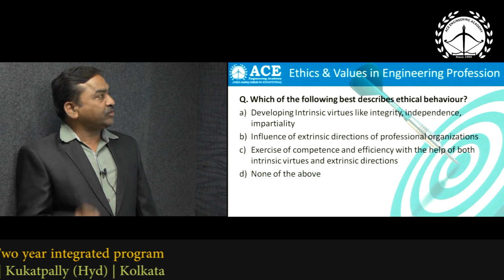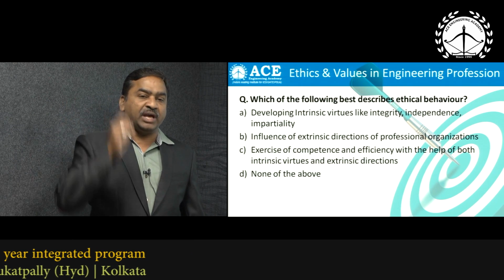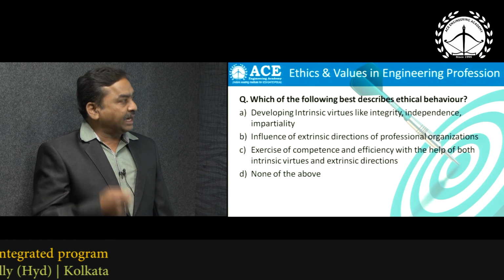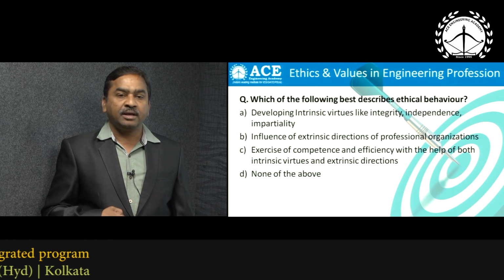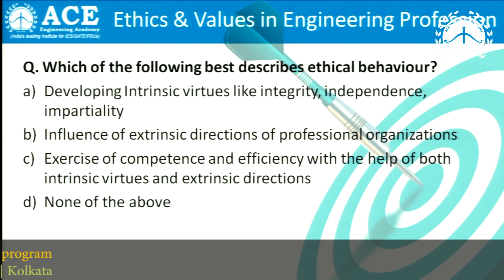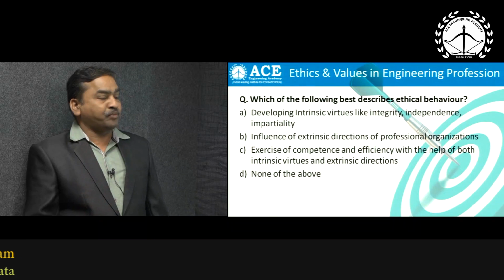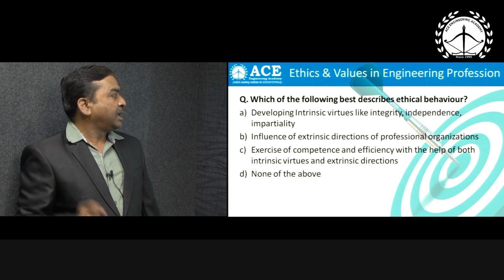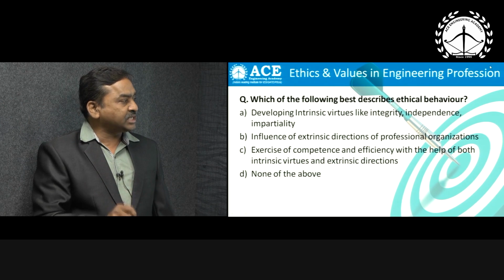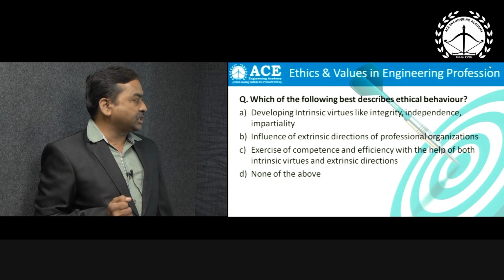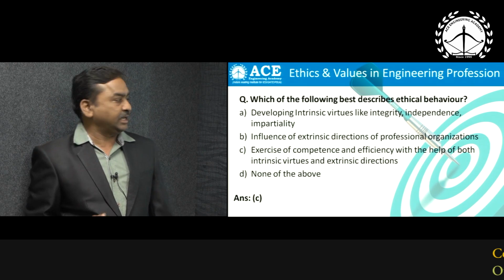Another question: which of the following best describes ethical behavior? Part of ethical audit once again. Developing intrinsic virtues like integrity, independence, impartiality. My dear friends, virtues we develop on our own. This won't support complete ethical behavior. Influence of extrinsic directions of professional organizations. Only professional organizations cannot dictate everything. Exercise of competence and efficiency with the help of both intrinsic virtues as well as extrinsic directions by professional bodies. C is the choice here.